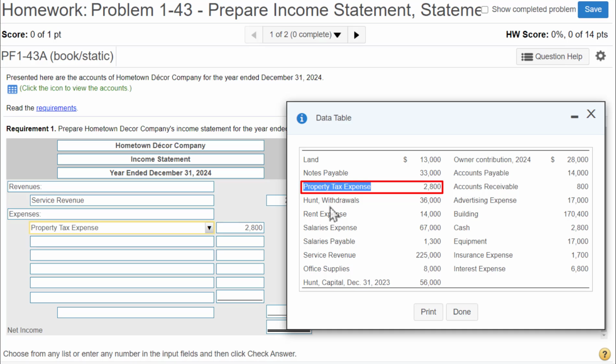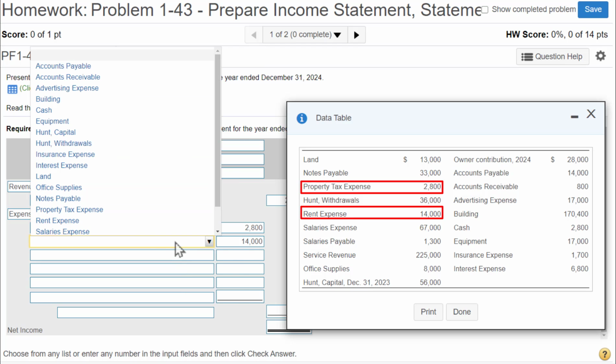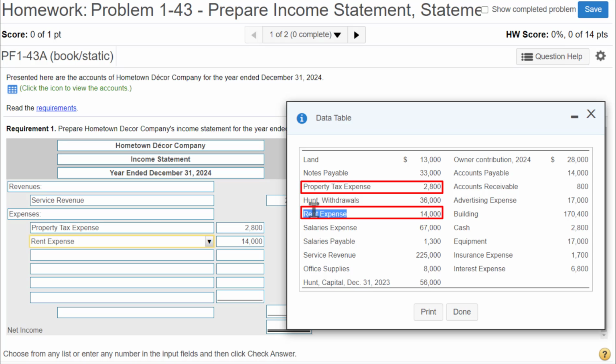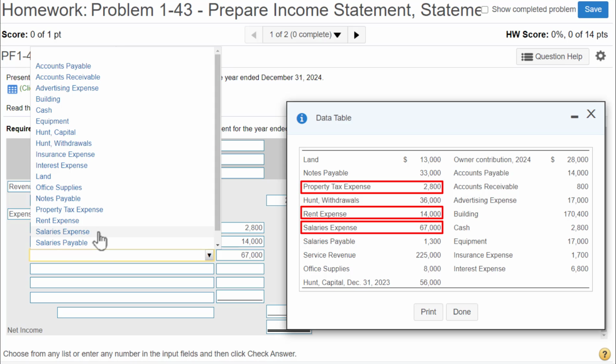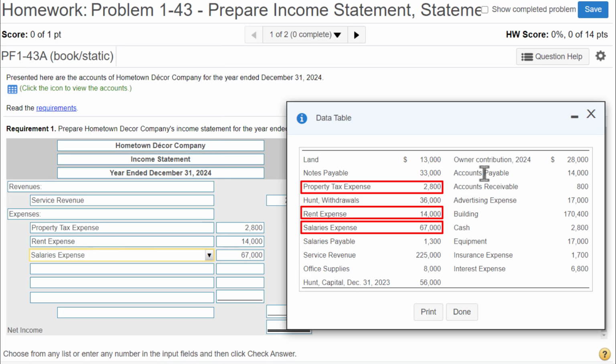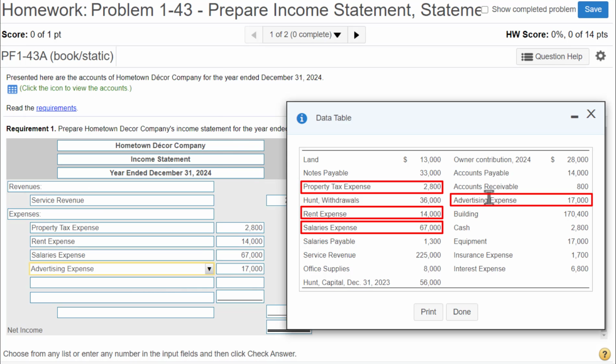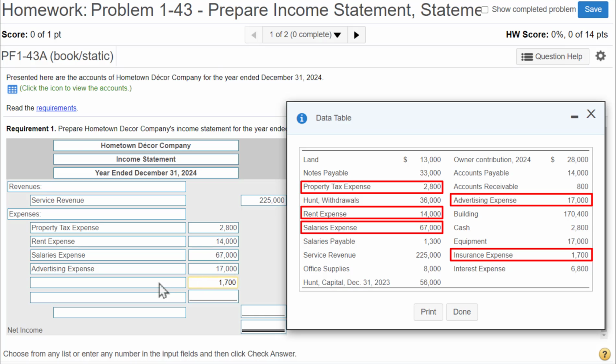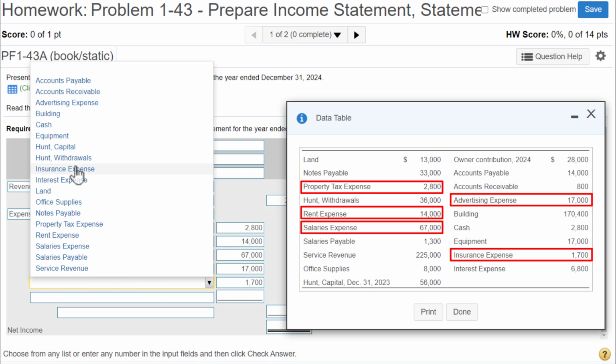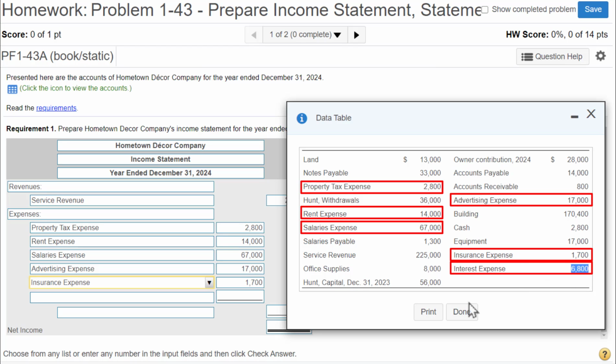After property tax expense, we got rent expense, $14,000. Copy and paste. Rent expense. And then after rent expense, we've got salaries expense of $67,000. And then after that, any other expenses? Here we got advertising expense, $17,000. And then we've got insurance expense of $1,700. Insurance expense, and then you've got interest expense of $6,800.